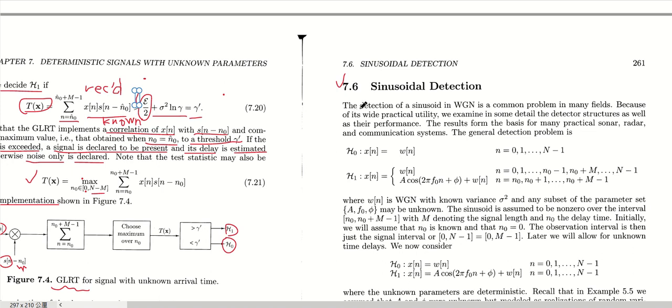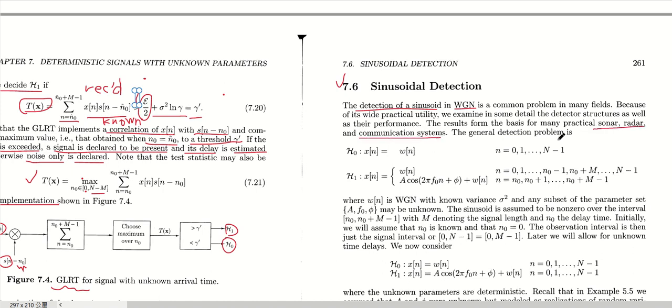The detection of a sinusoid in white Gaussian noise is a common problem in many fields. Because of its wide practical utility, we examine in some detail the detector structure as well as its performance. The results form the basis for many practical sonar, radar, and communication systems.